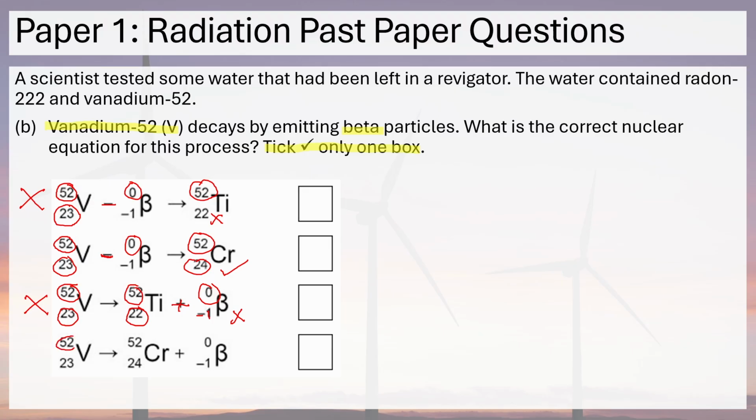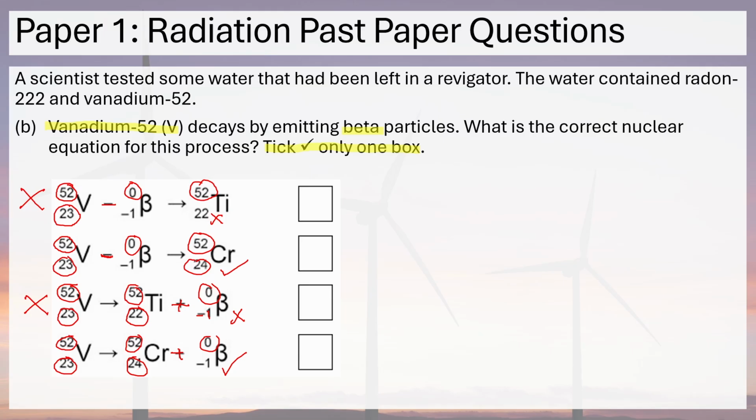So 52 becomes 52 plus 0. That works. 23 becomes 21 plus negative 1. That would work as well. So on the surface of it, I've got two nuclear equations that look like they would work. How do I work out which is the correct one?